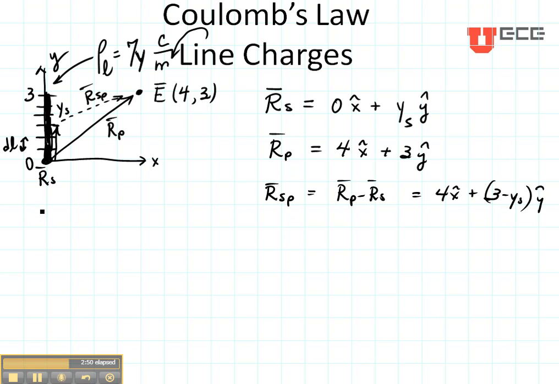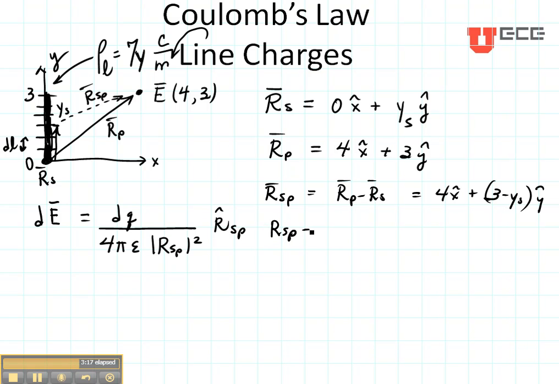Now let's see how to apply Coulomb's law. We're going to apply the differential form of Coulomb's law, which says a little bit of electric field caused by this little bit of charge is dE = dq over 4 pi epsilon, the magnitude of rsp squared, in the unit vector direction from the source to my point. Well, I need two things here. I need rsp, which is the magnitude of my rsp vector. The way I find that is I just square all the components and take the square root, like this.